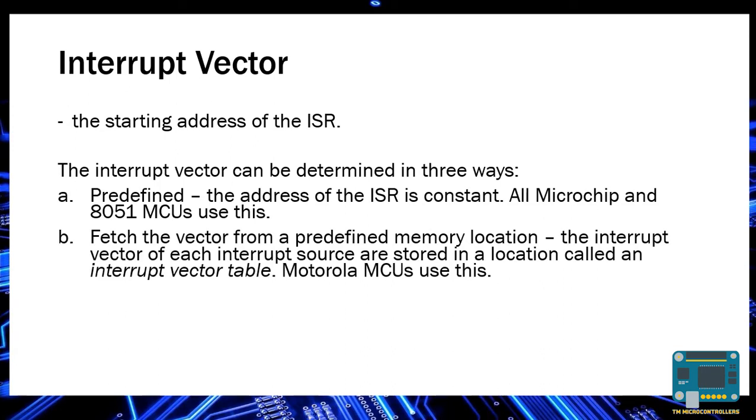Second way is to fetch the vector from a predefined memory location. This location is called the interrupt vector table. Motorola microcontrollers use this. Basically, you have a table somewhere in the memory, and in that table is listed all the interrupt sources. So if an interrupt is triggered, the CPU looks at the table and then goes to whichever point in the program the entry in the table points.